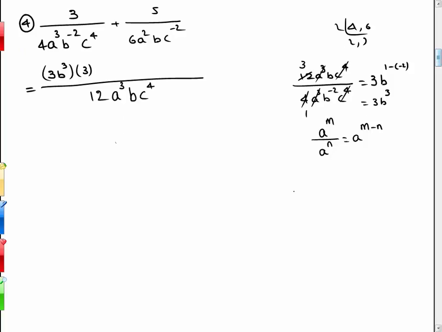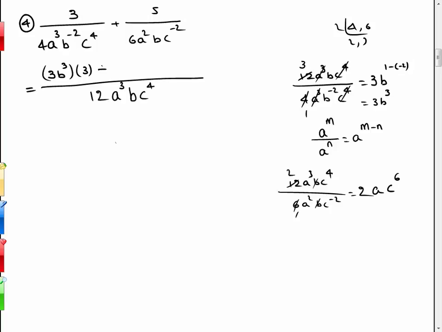In the next part, let's do the same thing with the second fraction, that is 12a cube b c to the 4 all over 6a square b c to the negative 2. 6 goes 1 times, 6 goes 2 times. B's cancel. We have 2. A cube over a square is a to the 3 minus 2, which is a. C to the 4 over c to the negative 2 is c to the 4 minus negative 2, which becomes c to the 4 plus 2, in other words, c to the 6.